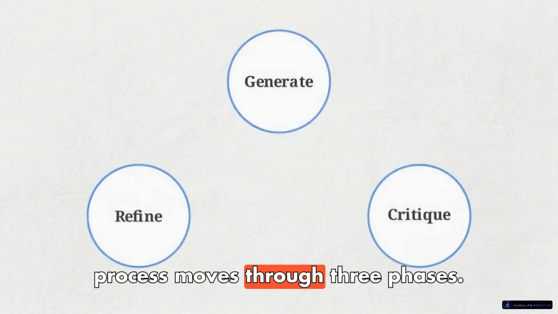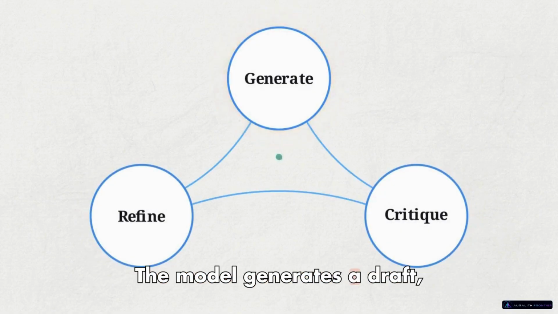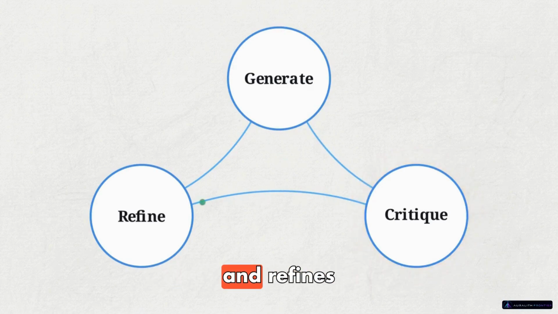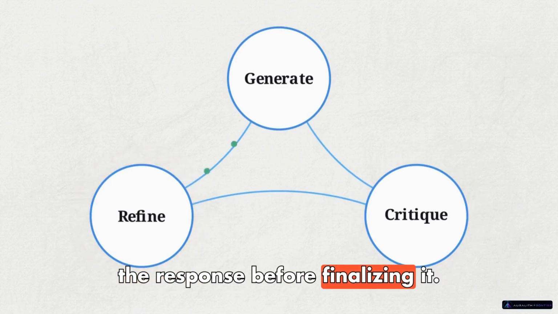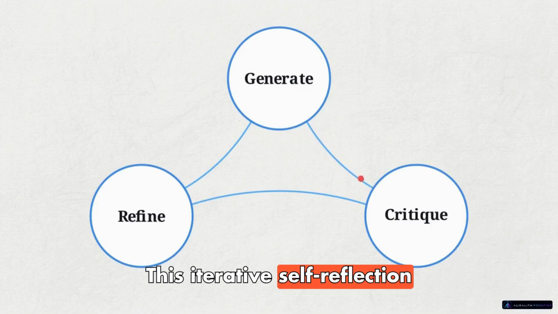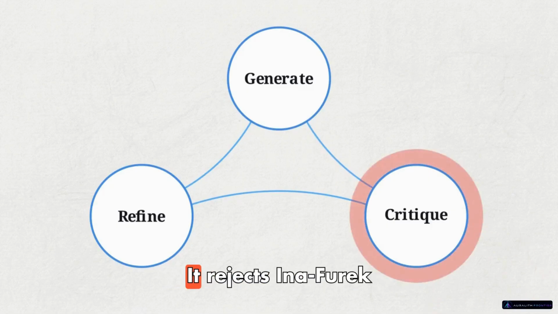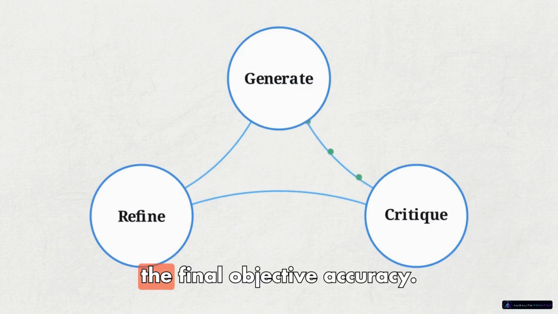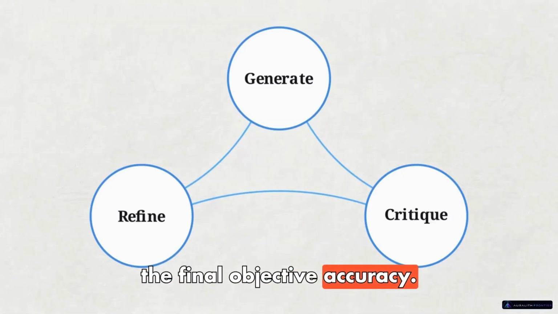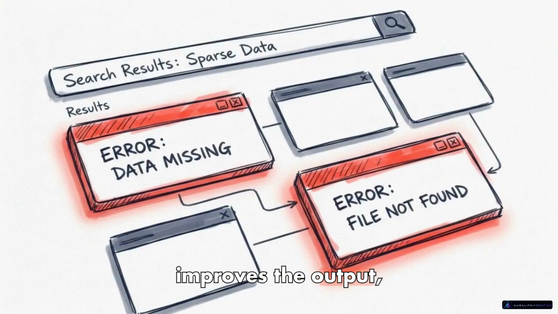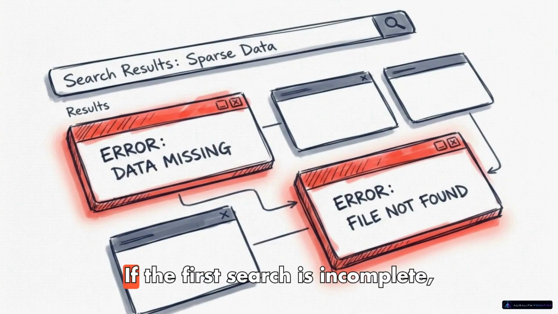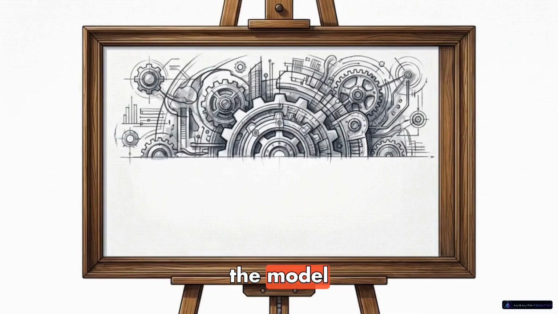The process moves through 3 phases. The model generates a draft, critiques its own output against the retrieved data, and refines the response before finalizing it. This iterative self-reflection catches hallucinations. It rejects inaccurate claims during the critique phase, improving the final objective accuracy. Self-reflection improves the output, but the system is still limited by the initial retrieval. If the first search is incomplete, the model is simply refining a partial picture.